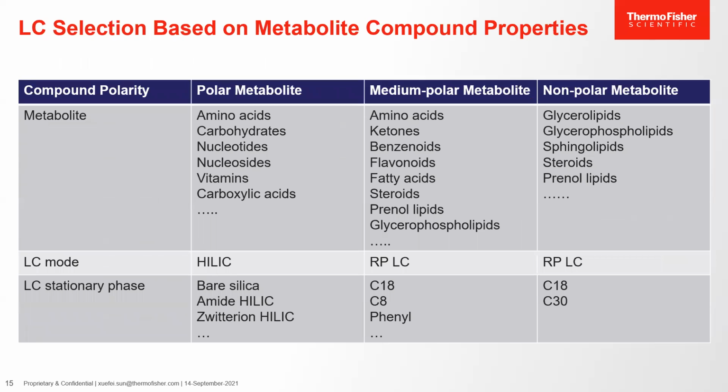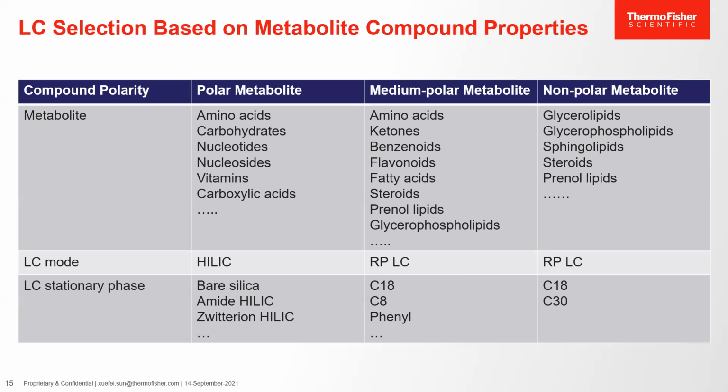So we go into our LC selections based on the actual metabolite. Based on whether the metabolite is polar, medium polar or non-polar, you have your actual LC modes that you're looking at. It seems the most common LC mode is reverse phase, but again, it depends on the type of metabolite you're looking for. If you're looking at a polar metabolite, you're going to go HILIC, because that's the type of column that's needed for that kind of compound. If you use a reverse phase, it's not going to stick. It's not going to stick at all.